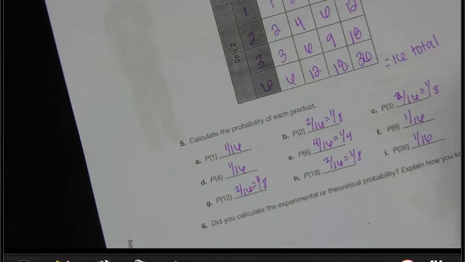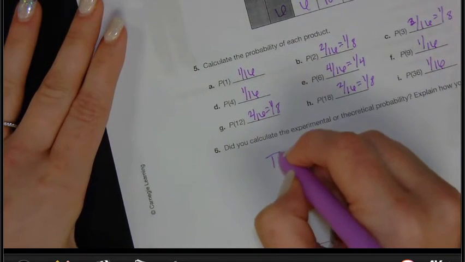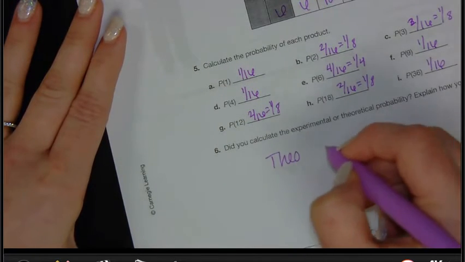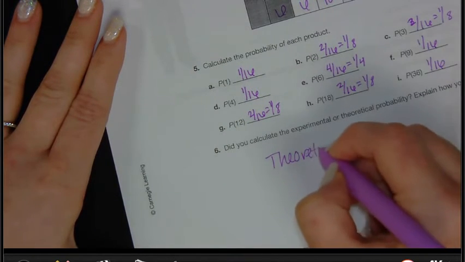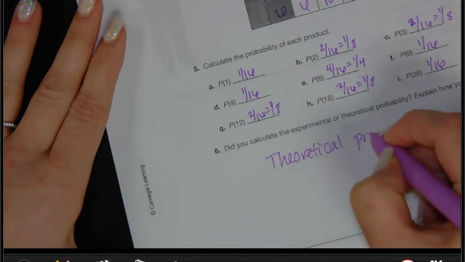Okay. And the last question for number 6 on this page is asking me, did I calculate the theoretical probability or an experimental probability? Well, here we calculated the theoretical probability.